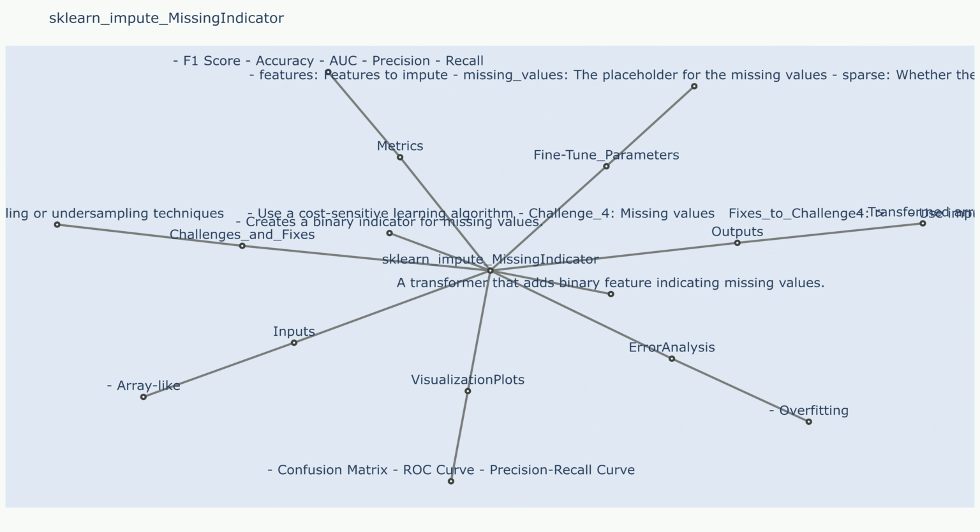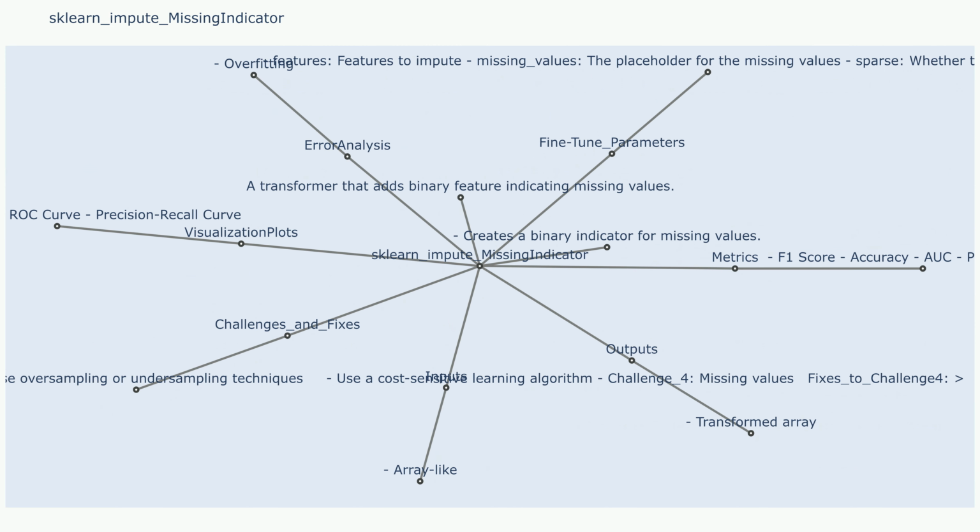Inputs. Features: a list of column names or indices specifying the features for which missing value indicators should be generated. Missing values: the values considered missing. By default, this is np.nan, but can be customized to include other values like NA, etc. Sparse: whether to return a sparse matrix. If true, the output will be a sparse matrix of type scipy.sparse.csc_matrix.